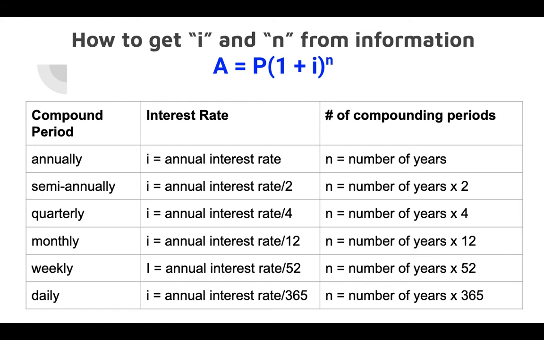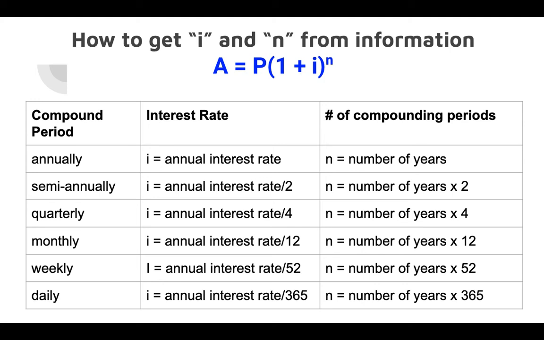Okay, let's take a look at how in the world do we get the proper I, our interest rate, and our proper N from the information that we're given. This is a beautiful table to figure out how to do this. If the compound period is annually, your interest rate will equal the annual interest rate. And we're going to do some examples on the next slide.